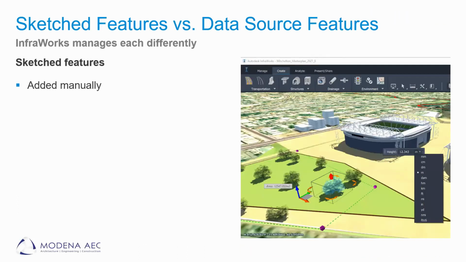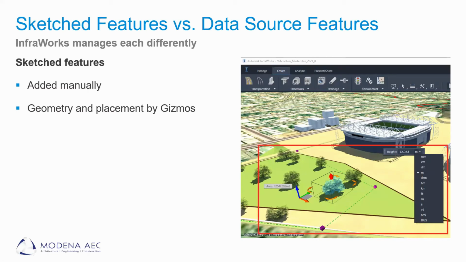Then we will be moving on to our sketched features versus data source features. These are the main two features that you will be using within Infraworks. The main difference is that sketched features are added manually. They have little gizmos that can be used to move them around. This means that the contextual menu, or the right-click menu, can be used to edit the scales and the lengths. You can also rotate them from there.